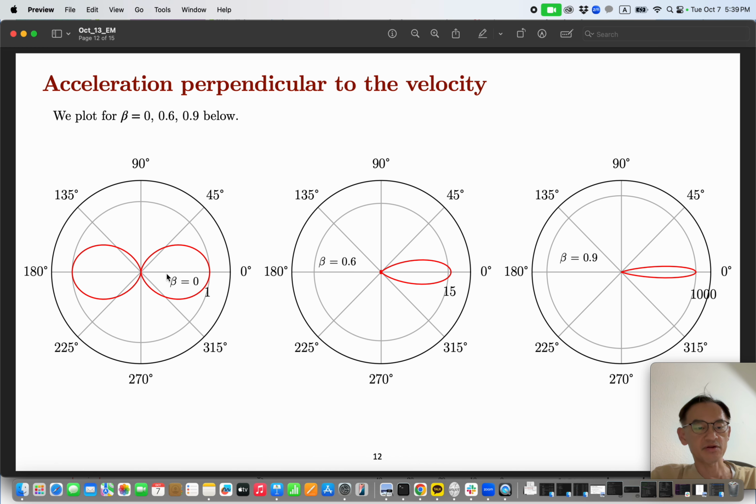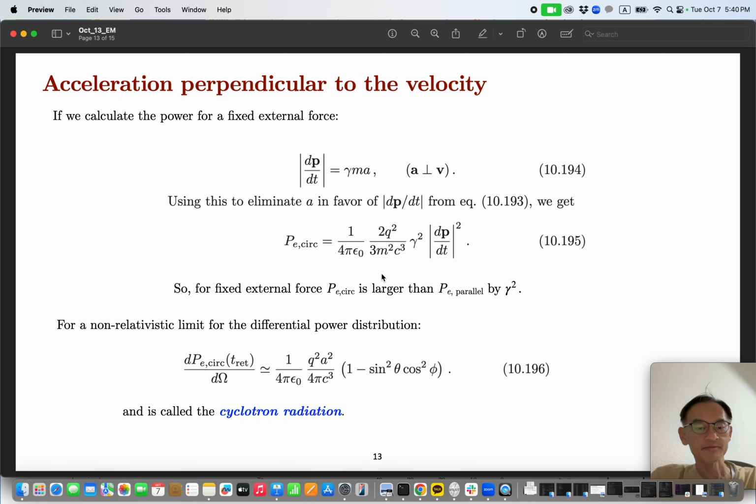When beta is 0, it has to be similar. No acceleration, no velocity, I'm sorry. And in the case of beta 0.6, it's also going forward, but it's a little different. First, there's only one component, and there's some small structure in it, which we will discuss in a minute.